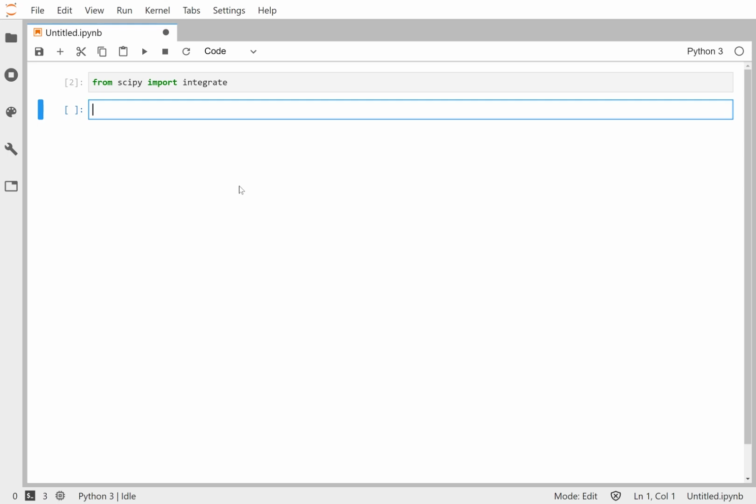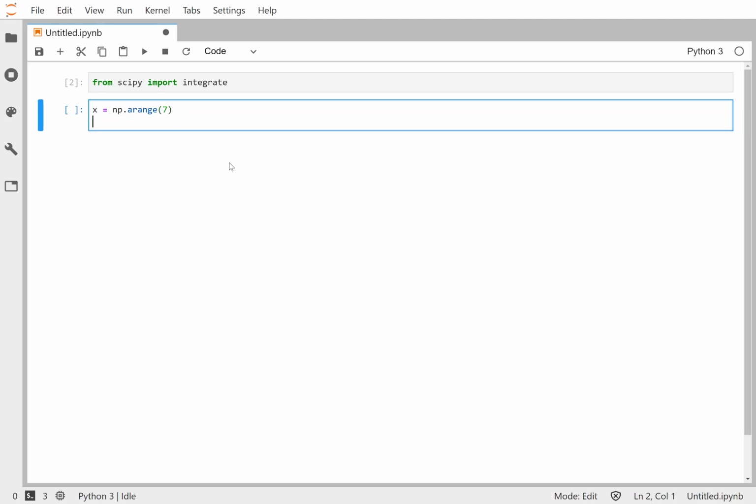Okay, so now let's make some data and try integrating it with the trapezoid rule. So I'm going to start with some x values and then y values. My x values I'll just use an arange for this simple example here, but they don't even have to be equally spaced, and they don't have to be spaced with integers. They just have to be some x values, and then some array that we want to integrate.